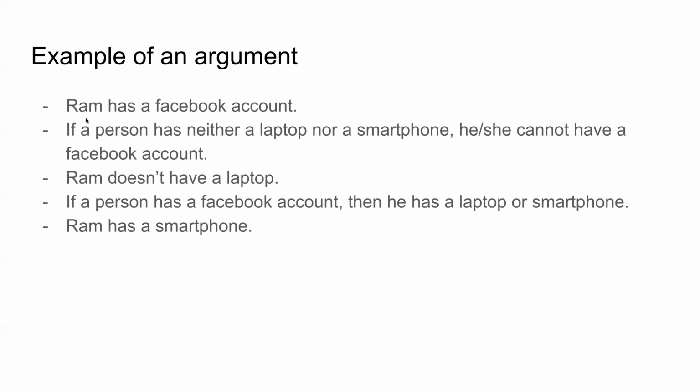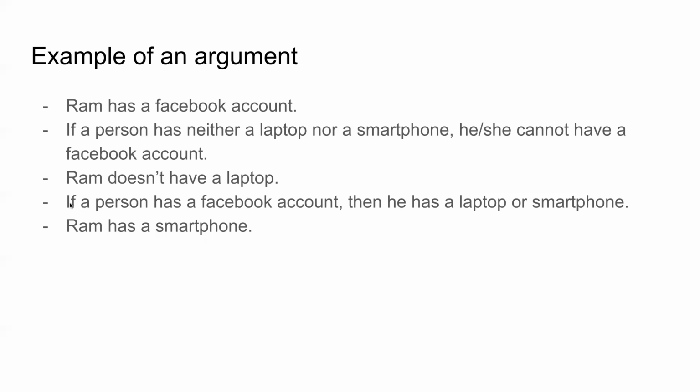Example of an argument. Ram has a Facebook account. This is a premise. If a person has neither a laptop nor a smartphone, he or she cannot have a Facebook account. This is also a premise. We have to assume it. Ram doesn't have a laptop. This is also a premise which we have to assume.